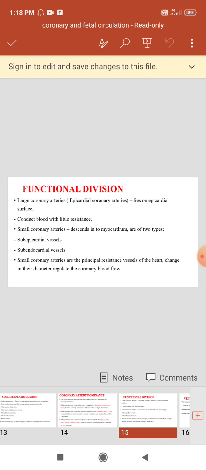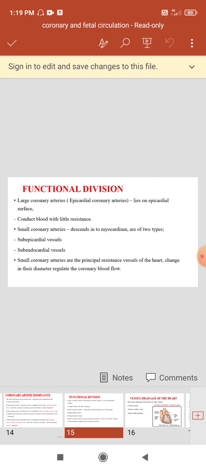Next, the functional division. Large coronary arteries, the epicardial coronary arteries, lie on the epicardial surface and conduct blood with little resistance. Small coronary arteries descend into the myocardium and are of two types, subepicardial vessels and subendocardial vessels. Small coronary arteries are the principal resistance vessels of the heart. Changes in their diameter regulate the coronary blood flow.